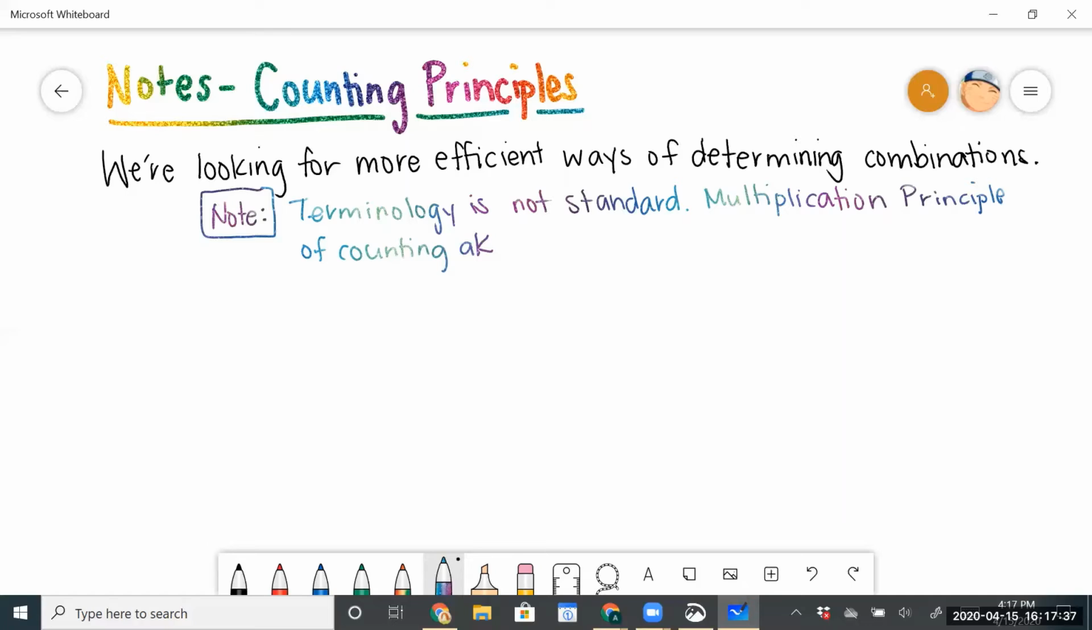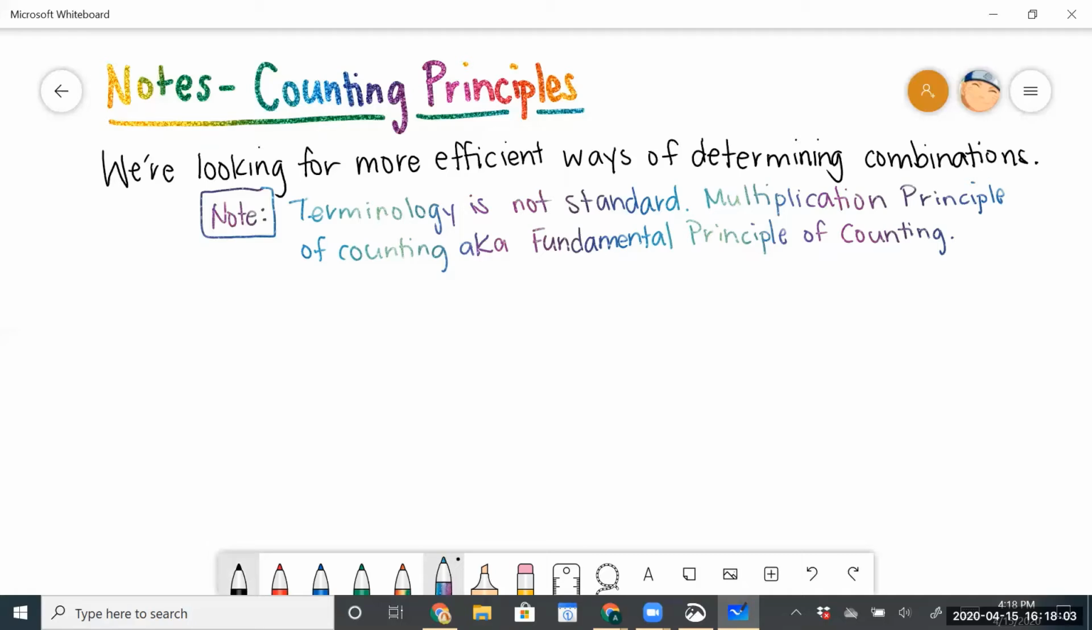So, you know, just some things to keep in mind as we work through these. You may see them referred to differently in the future. As a matter of fact, I think Alex might refer to it as the fundamental principle of counting instead of the multiplication principle of counting. I'm not 100% sure. I can't remember from last year, but if that's the case, they mean the same thing. Okay, so just some things to keep in mind.